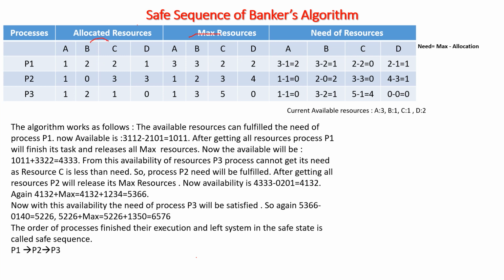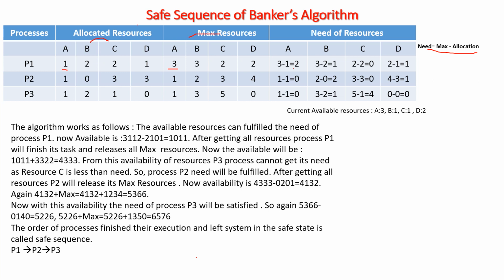There are four resources A, B, C, D. So these two will be given, and we have to find the need of the resources, the future requirement of the resources by the process. So need is calculated as the maximum resources minus the allocated resources. So max minus allocation. So here for resource A, the max requirement is 3 and allocated is 1. So 3 minus 1 is 2.